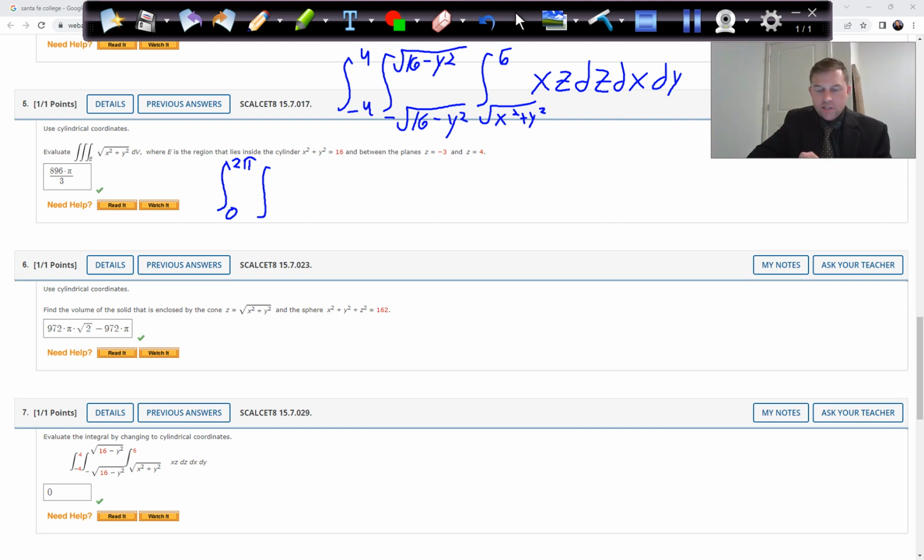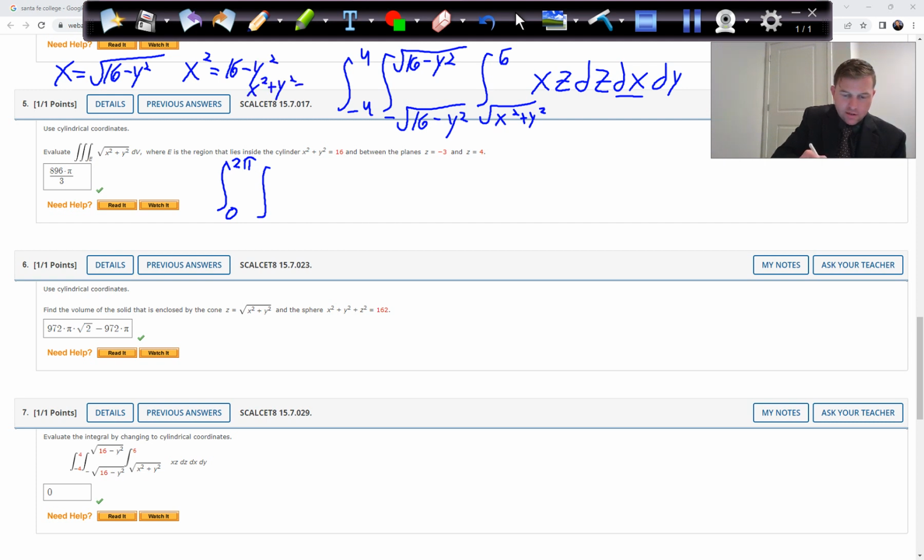When you have 16 minus y squared, we can set up the equation where these are x's now because of this middle term. So this is like saying x equals this. Let's just write it. Then you square both sides, and you add y squared to both sides. Well, x squared plus y squared is r squared. So r is going to go from 0 to 4. And then the last one, square root of x squared plus y squared is equal to the square root of r squared, which is r. So this is going to go from r to 6.